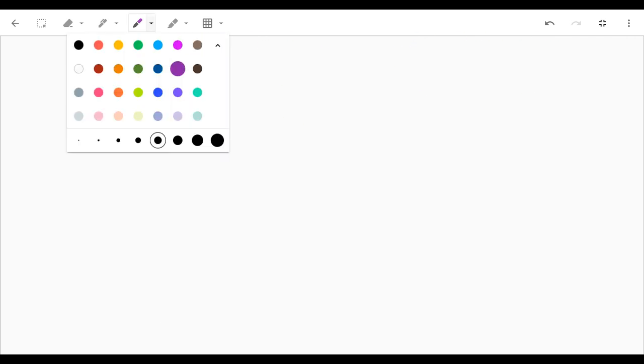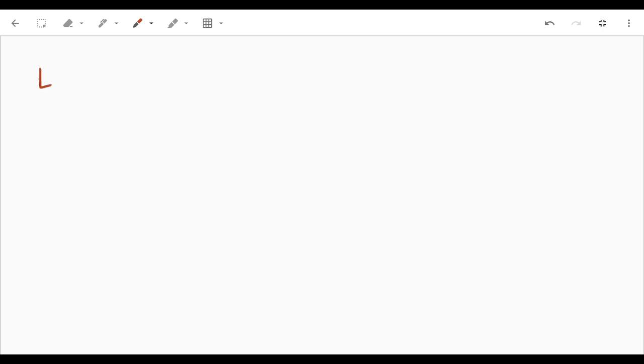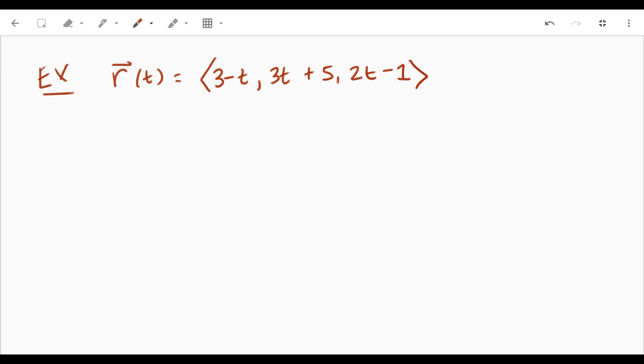Take a look at another example here. If we have r of t equals 3 minus t, 3t plus 5, 2t minus 1, and we're asked to describe that, which is pretty common. For this one, you need to recognize that this is linear. This is your line. It's not a segment because we haven't limited the domain of t. But you should recognize this from section 10.5, that this is the equation of a line in 3D, okay?